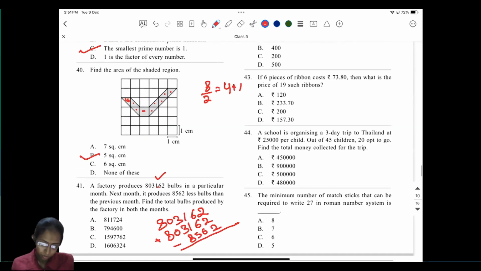So 2 plus 2, 4 minus 2, 2 is remaining. Now I can directly mark the options, because in the options there is nothing like none of these options. So I know that these two numbers, when added, will go near to 16 lakhs and minus 8,000. That means it is approximately either 16 lakhs only or 15 lakhs only. And the unit digit is 2 over here. So I can mark C option as the correct option.